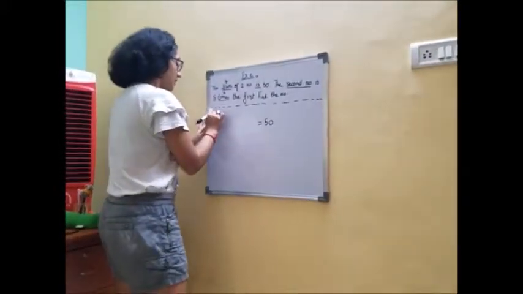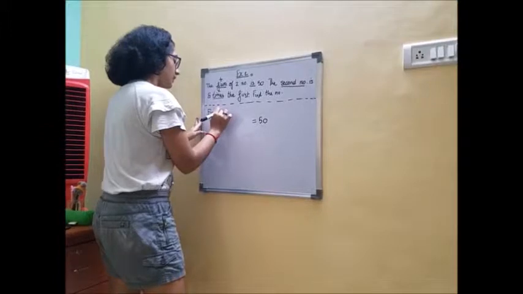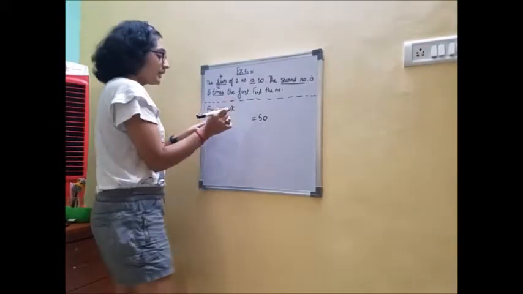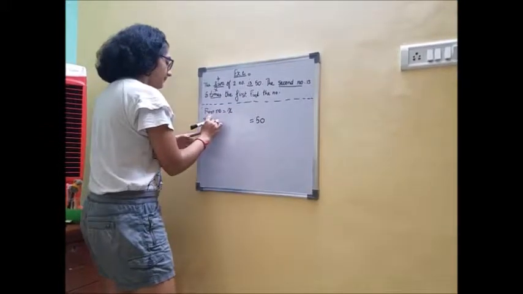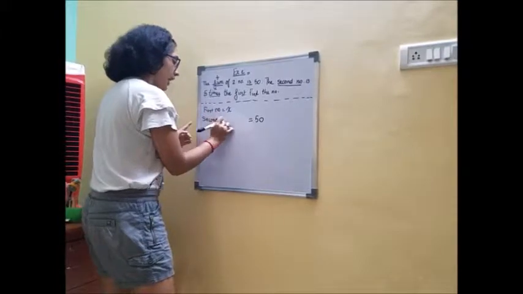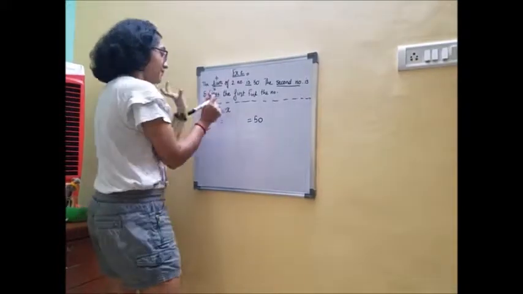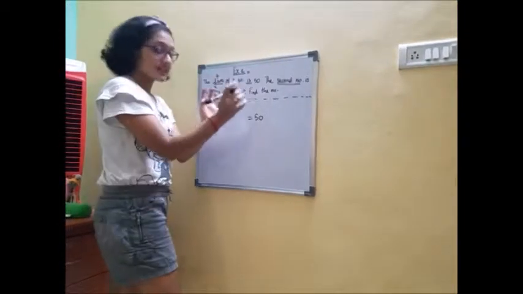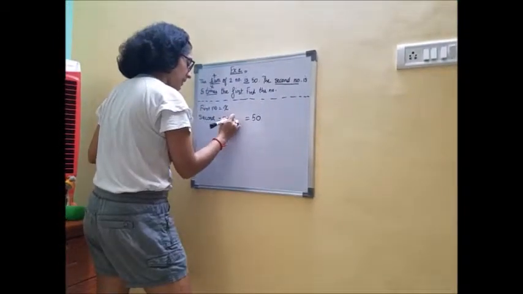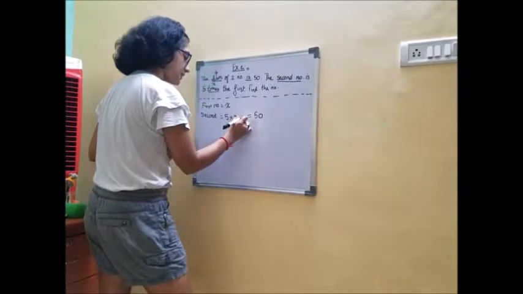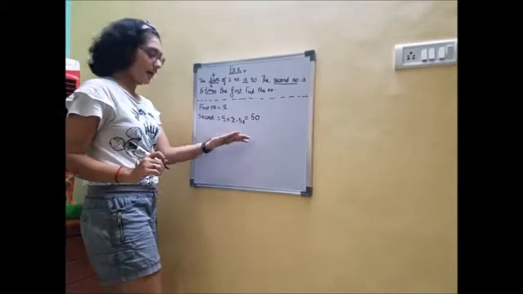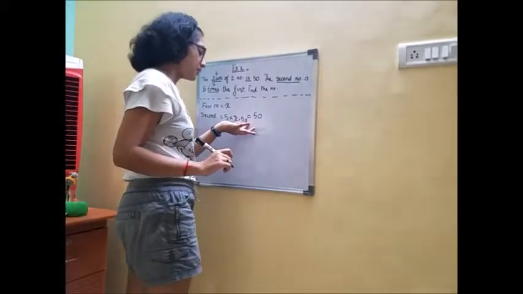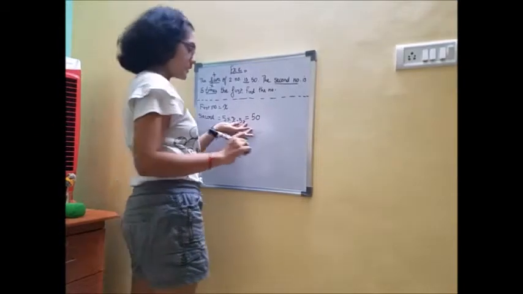So the first number will be x, of course. The second number will not be x plus 1 or something. It's going to be 5x because it's 5 times the first. 5 times the x. You can write it as 5 times x, or you can simply write it as 5x. I will always prefer this because this will be easier to deal with.